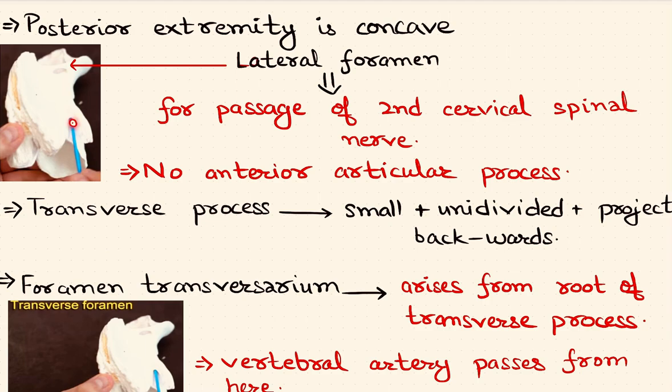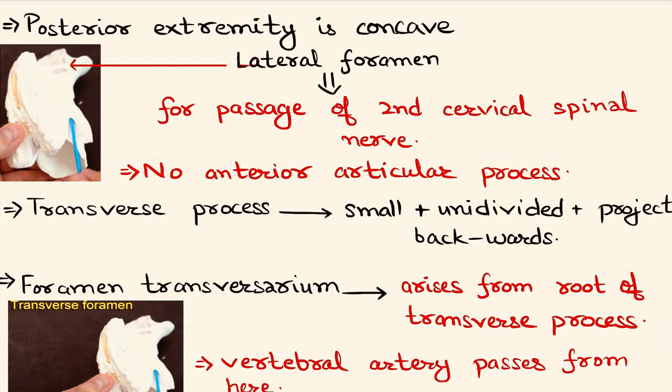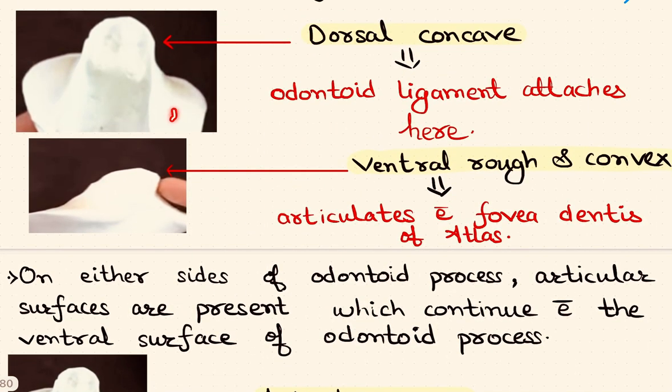Here we can find a foramen. It is known as lateral foramen or intervertebral foramen also, but commonly we say lateral foramen. This is for the passage of the second cervical spinal nerve, which passes from this lateral foramen. Now, there is no anterior articular process, but there is an anterior articular plate, like this plate.